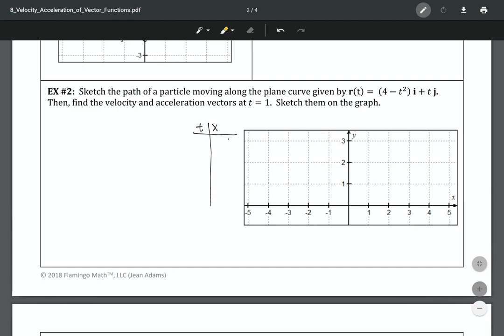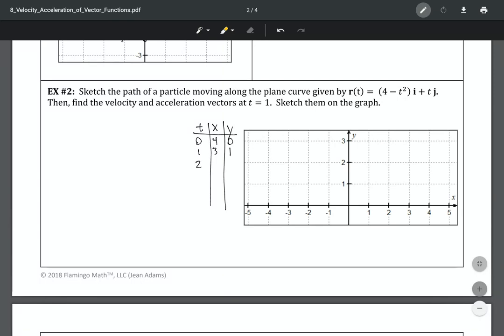Remember, do not make t negative, because time cannot be negative. So we start off with 0. Now, if we plug 0 into the original equation, that's going to give us 4 for the x-coordinate and 0 for the y-coordinate. And we just need a few. So if I plug in a 1, that's going to give me a 3 for the x-coordinate and a 1 for the y-coordinate.